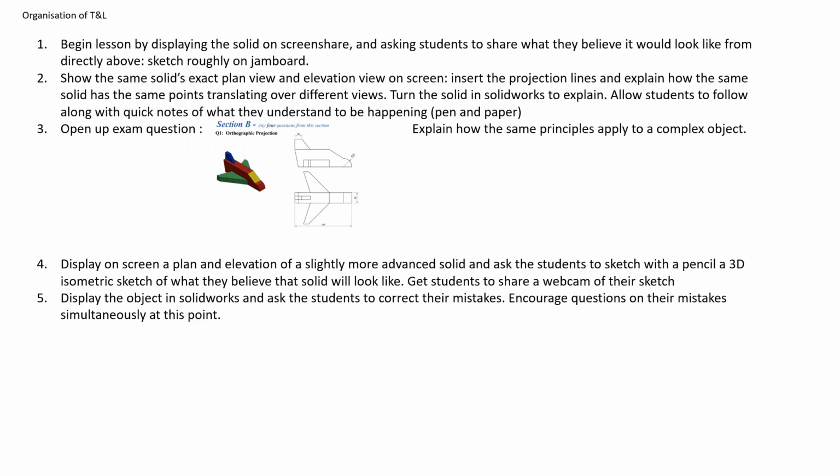The organisation of this now: I'm going to begin with that solid and the plan view, just to get them introduced to the idea of looking straight down or straight across at an object. Then show the same solid's exact plan and elevation and talk about how the points translate to one another in different views. And then keep that idea going to this exam question that I have. The same principles are applied to a more complex issue, and hopefully that will develop their understanding and reinforce their learning that was done in the previous learning activity.